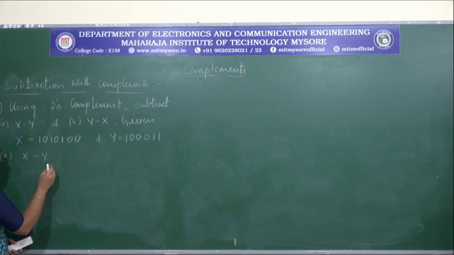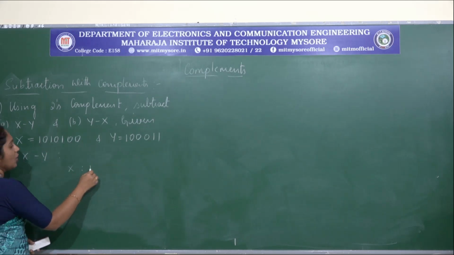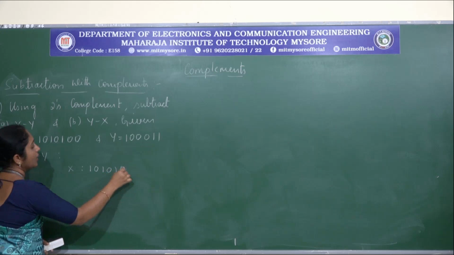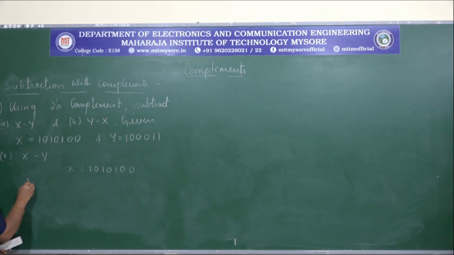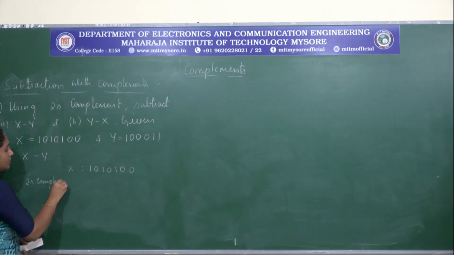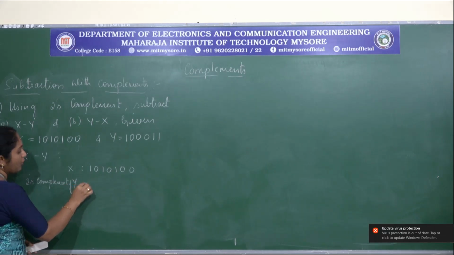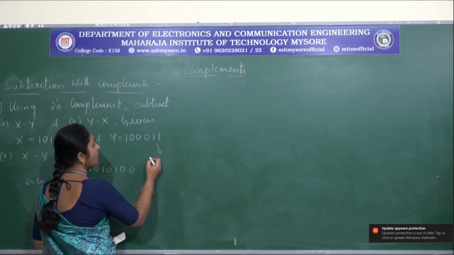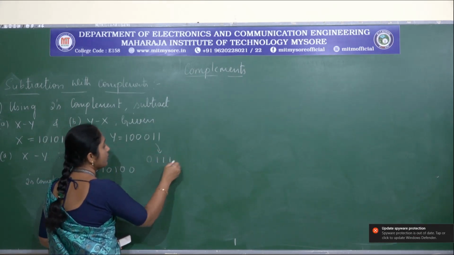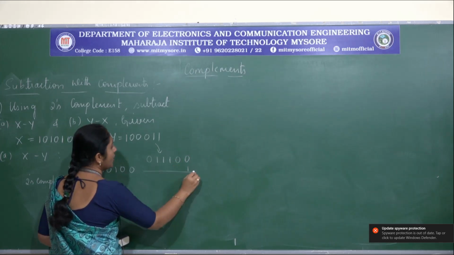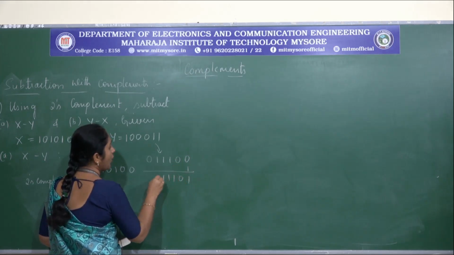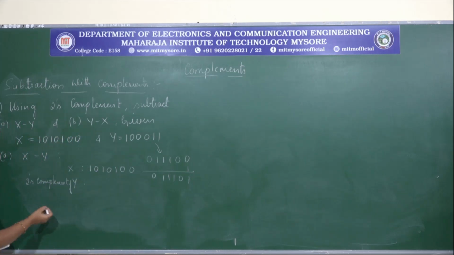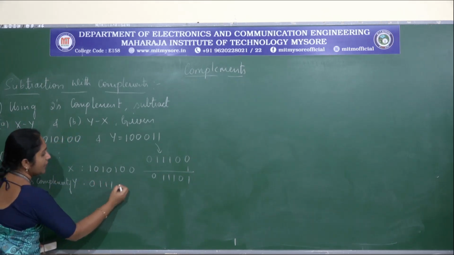So what is the procedure? First we need to consider the first operand as it is, 101100. Next we need to consider the second operand, but it should be in 2's complement format, the 2's complement of y. What is the 2's complement? First let us write the 1's complement, 0111100, plus 1 will give you the 2's complement of the second operand.